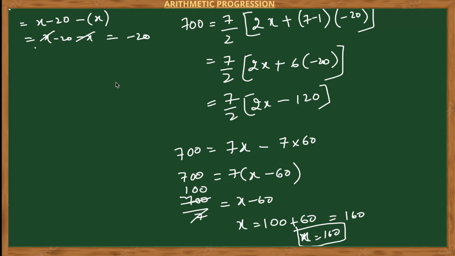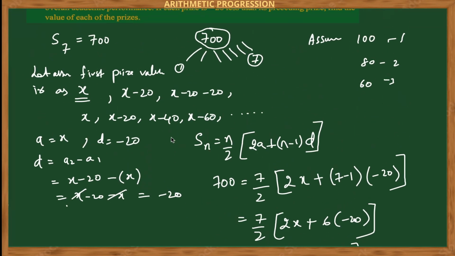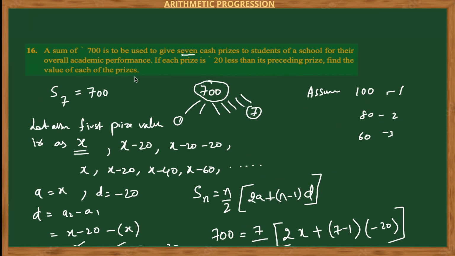So we need to find the value of each of the prices. Now find the value of each of the prices. So we got 160. We need to write the sequence here. It will be 160, and we know the next will be 20 less than this, so it will be 140, 120 and so on continuously. So this will be our price value.